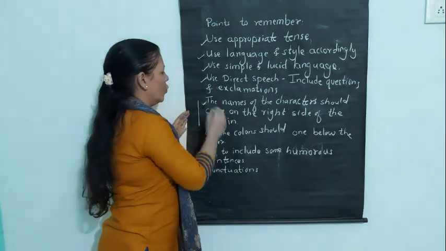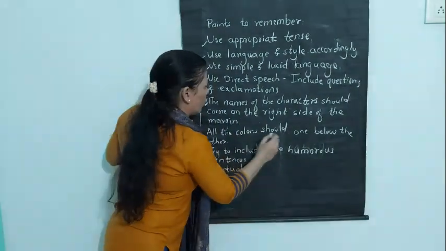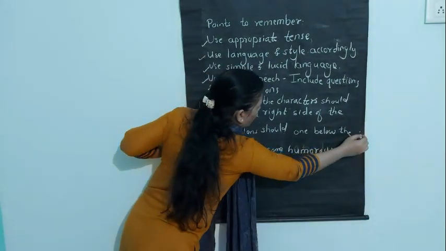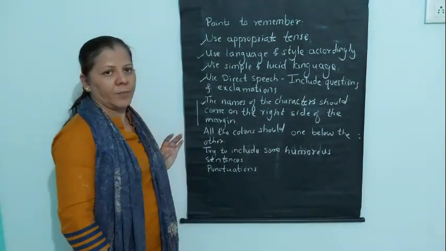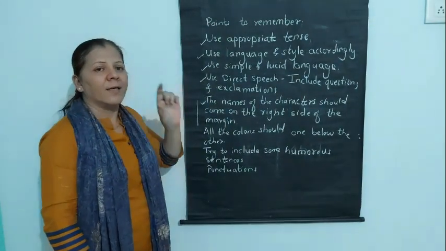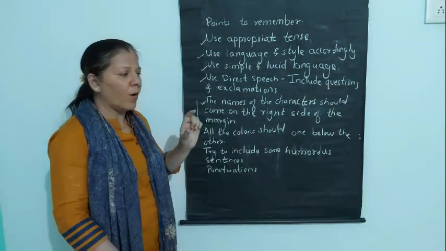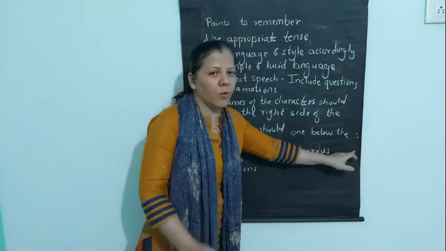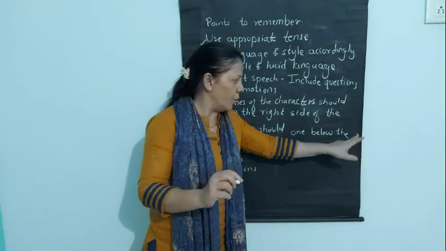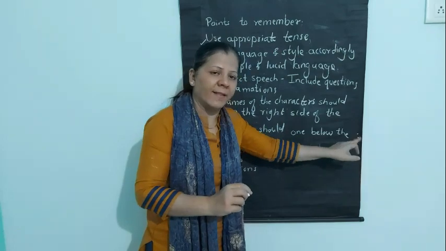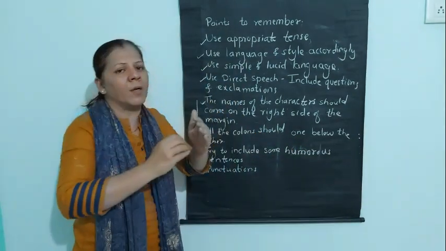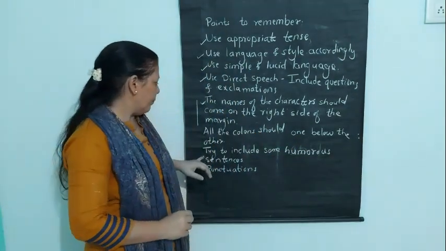Colon means two dots, right? So whenever you write the names, you have to give a colon. Don't give any dash. You have to give a colon, and this colon should come one below the other.